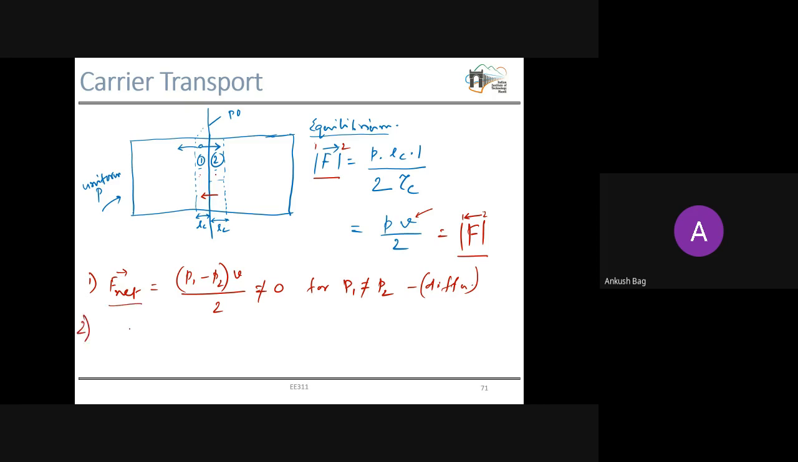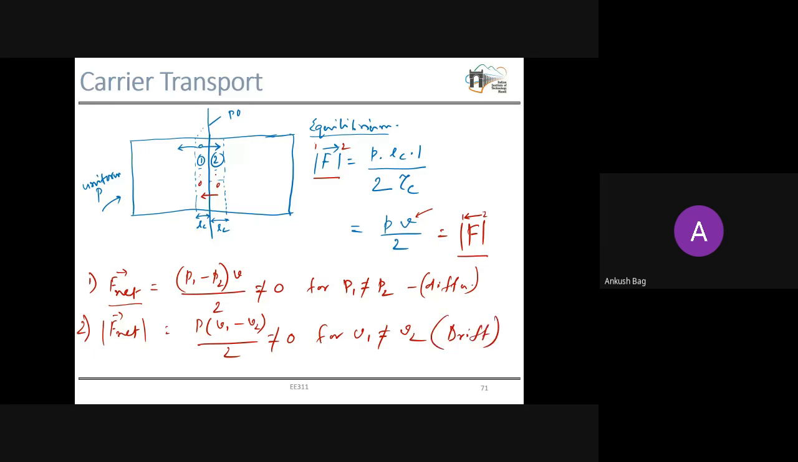Next, you will also get this F net when you have variation in the velocity. So it will also be not equal to 0 for V1 not equal to V2. This situation will arise when the velocity of carriers in region 1 and the velocity of carriers in region 2 are different, which happens when there is an electric field. And that means this is a drift current.